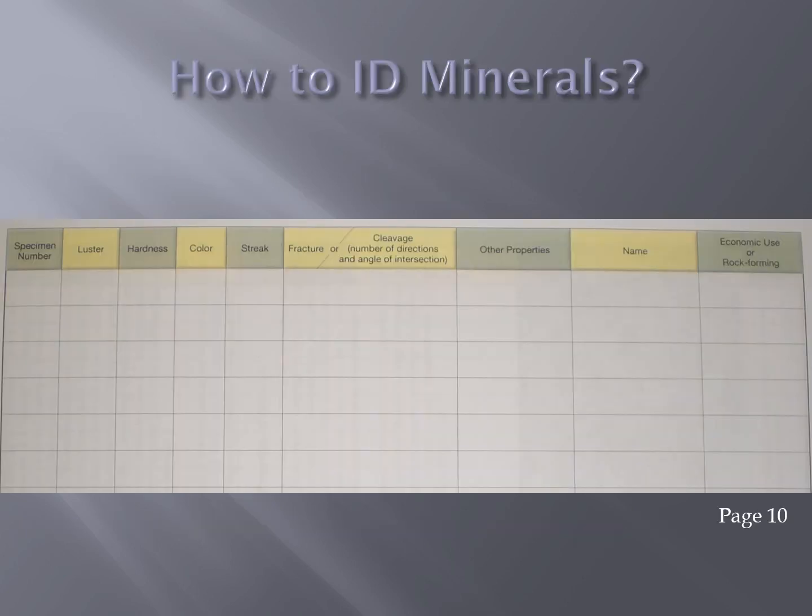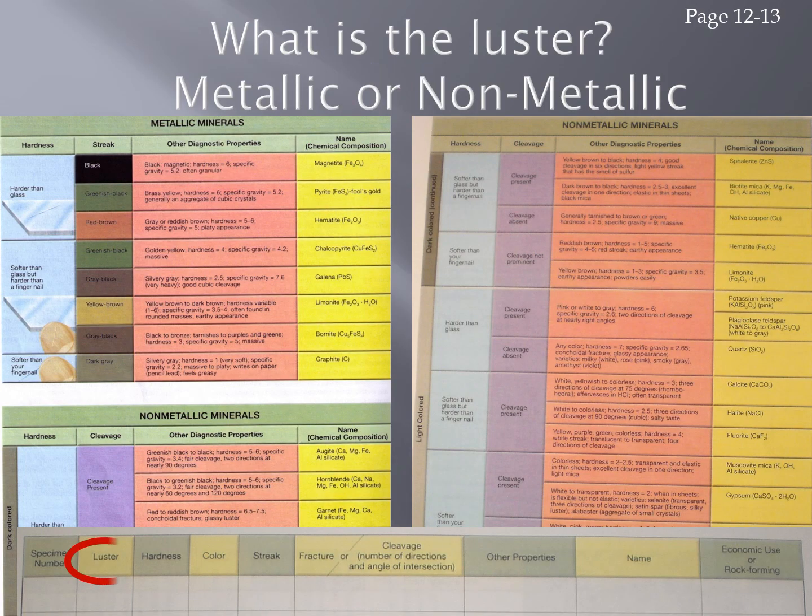So first, how do we identify minerals? There will be 17 samples given in our lab, and we want to list out those samples on the left side. So we'll have that and just number them as so.